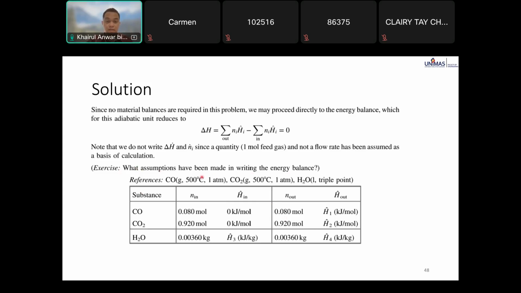Okay, so the reference is CO at 500 degrees C. This is the inlet for CO. For carbon dioxide it is 500 degrees C, the same, this is the inlet. H2O is at the triple point. All right. So how many H? Four enthalpies need to be calculated.